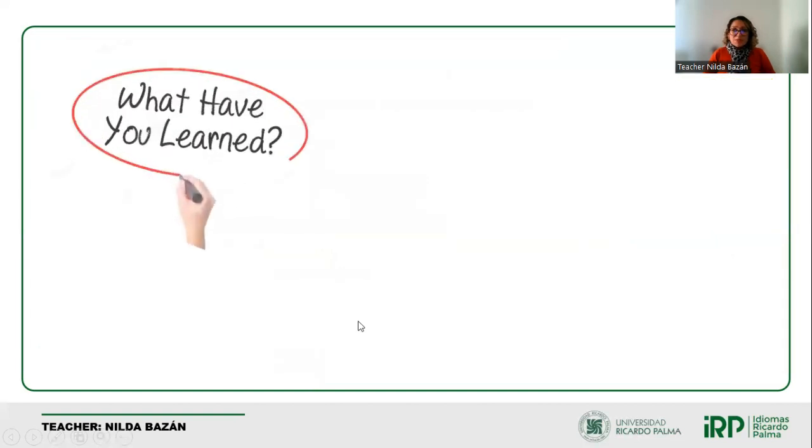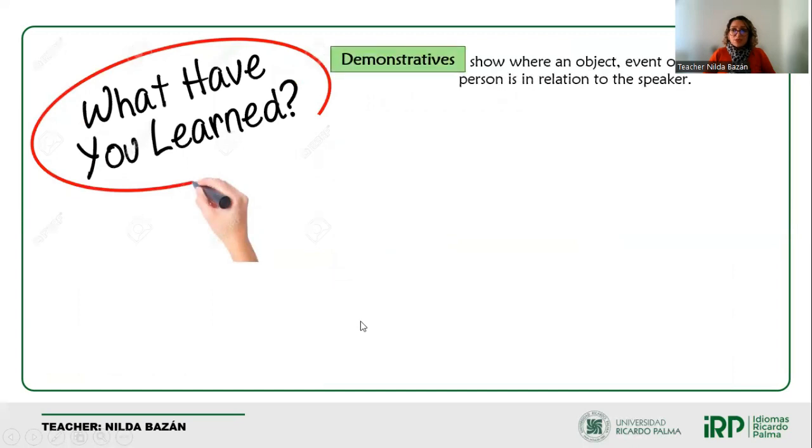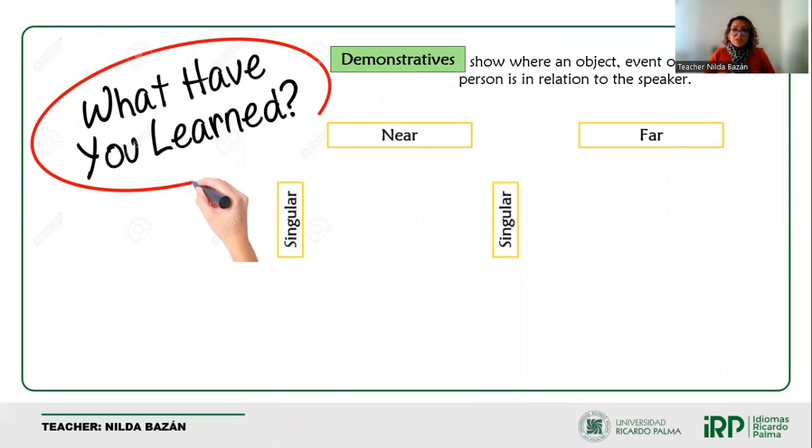All right, to sum up, what have you learned today? Today, we have learned about demonstratives. We said that they show where an object, event, or person is in relation to the speaker. And it depends on the distance, right? If they are near or they are far. They also depend on if they are singular or plural, right?